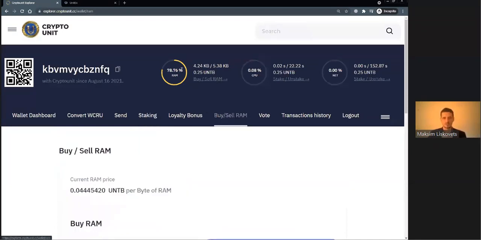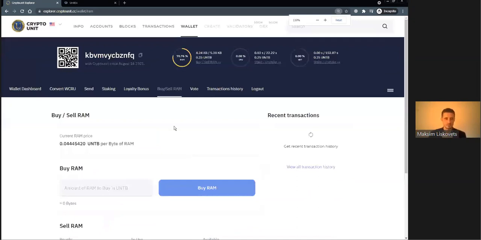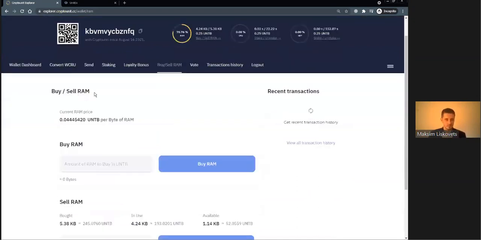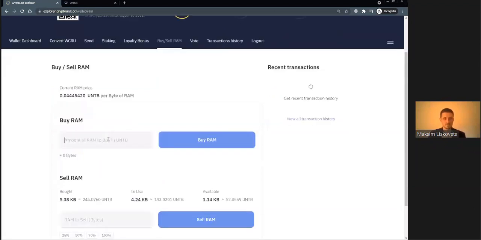So we click on buy sell RAM, this link in here, and you can see the similar button tab in here. By clicking either of them, you will get to this page. You can see this title, buy sell RAM, and you can see the current RAM or memory price. So right now, 1 byte of RAM costs this many UNTBs.